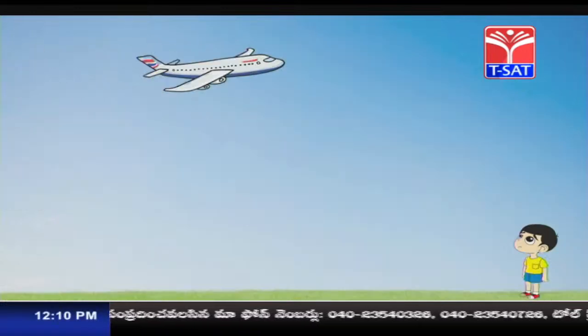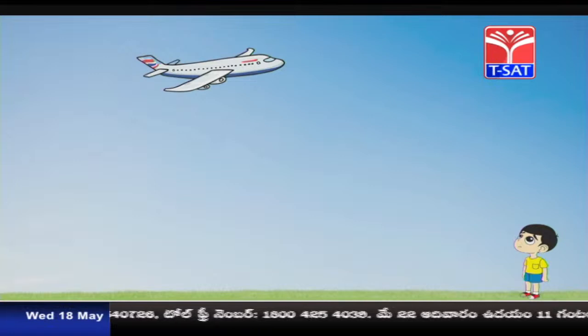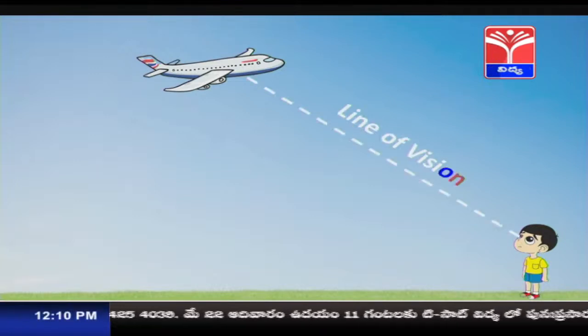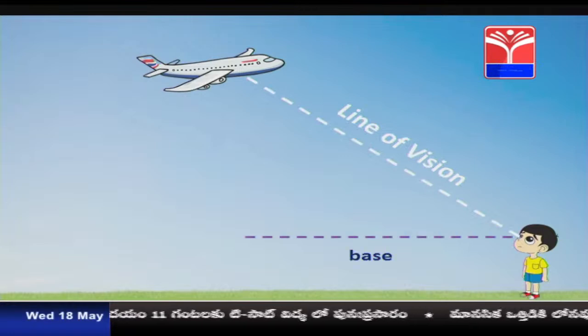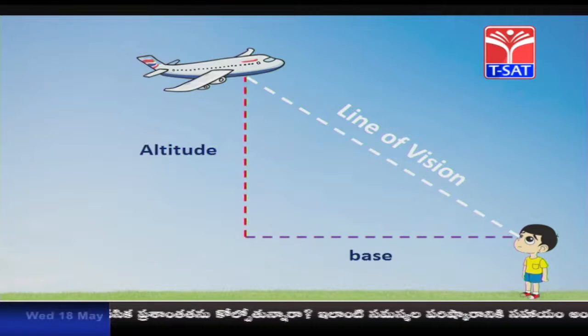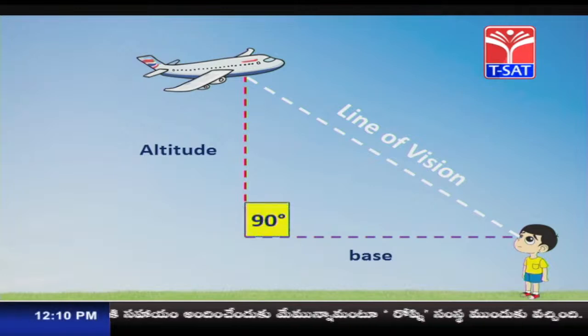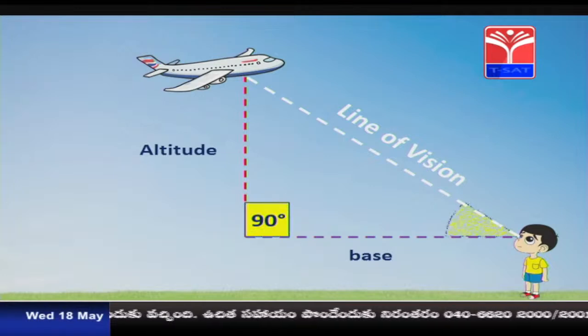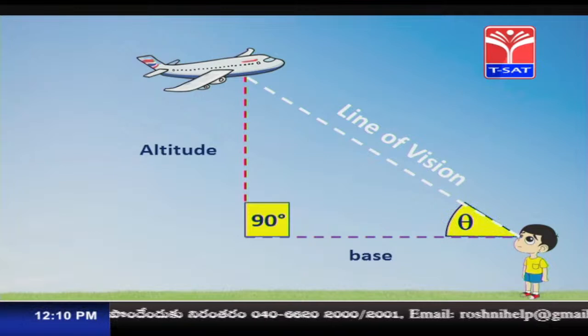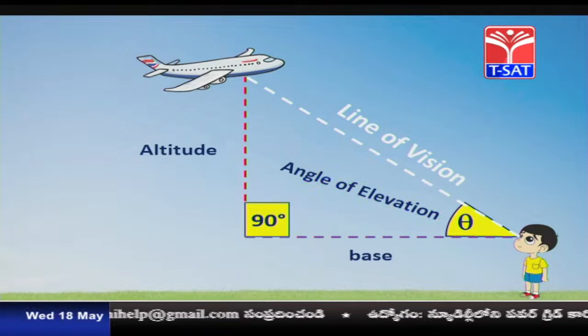Now, there is an aeroplane, and the same boy observes the aeroplane from the ground. This is called the line of vision. His horizontal line of vision is called the base. Now, this is the vertical height, or altitude, at which the aeroplane is flying. Same procedure. What do you call that? Right angle. Now, this is the angle of vision. Since the child is looking up, what do you call this? This is also called the angle of elevation.